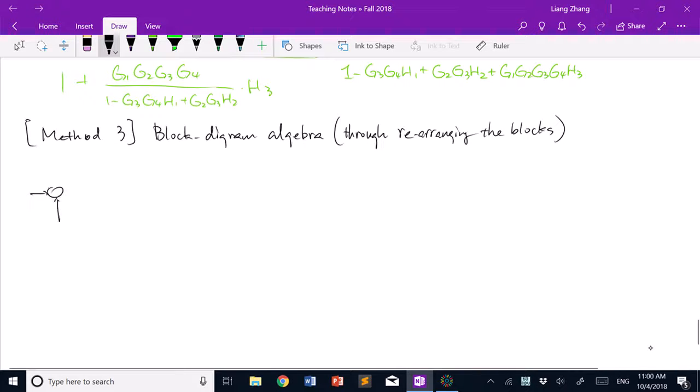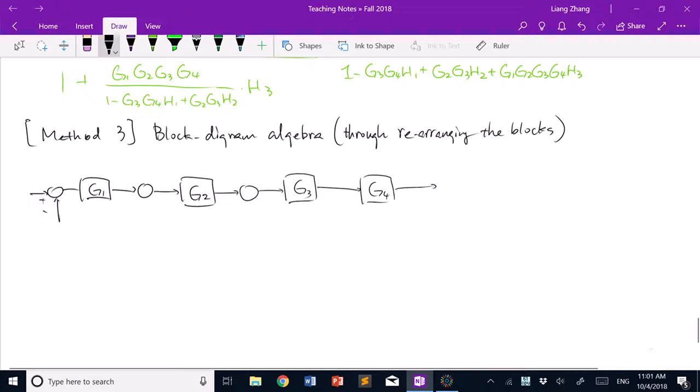So the system looks like this. If G1 enters a signing junction, we'll draw the intermediate ones later. G2, another junction, and G3, and then G4, and goes to the output. Okay, so it has three loops.